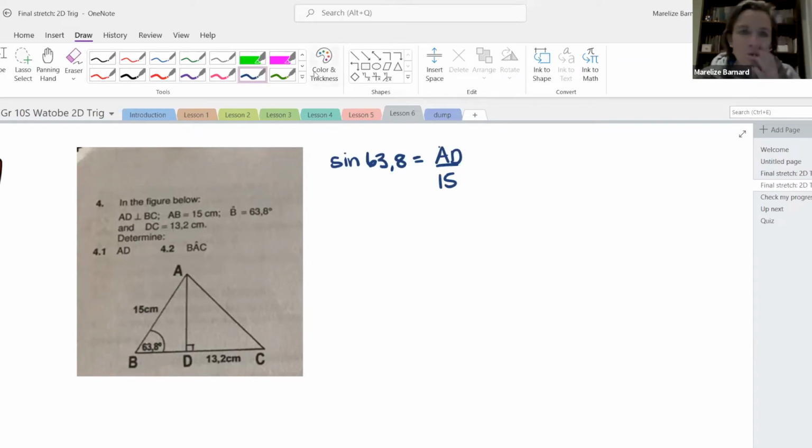Okay, so I think we're all on that page. We know that we need to use sine to find AD. So AD is going to be 15 times sine 63,8. Okay, so has anyone gotten any ideas yet about how we're going to find angle BAC?